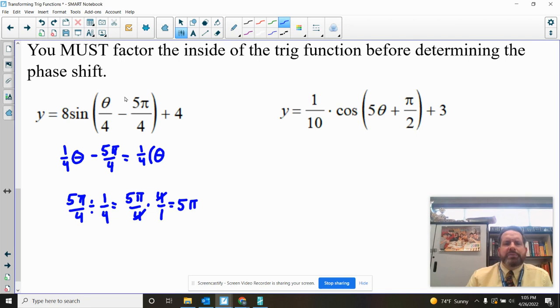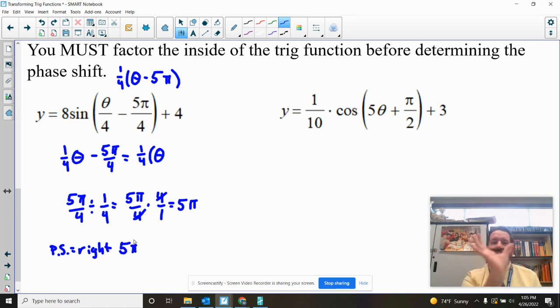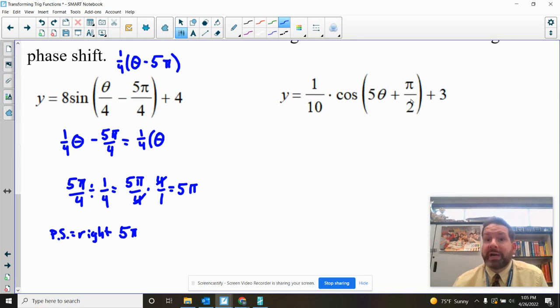So here's what I would like you to do, is rewrite what's in these parentheses this way. It's really 1/4 times theta minus 5 pi. This makes it so much easier to identify the phase shift. That's a minus, so it's a shift to the right. And I'm going to call this PS for phase shift. And how far? Well, by 5 pi. So the whole graph got shifted to the right, 5 pi units. I know that because of the minus and the 5 pi. Let's go again. I'd actually like you to do a quick pause, try this one yourself, and then unpause when you're ready to check it.